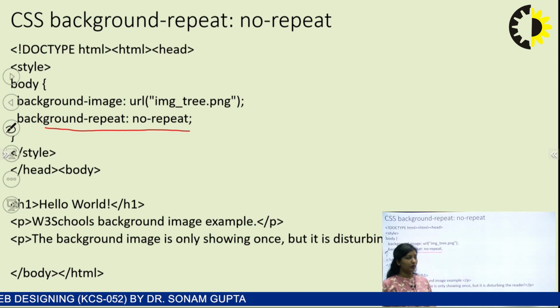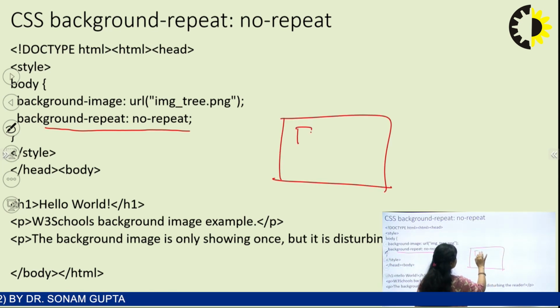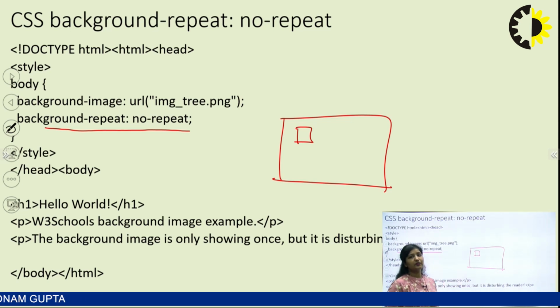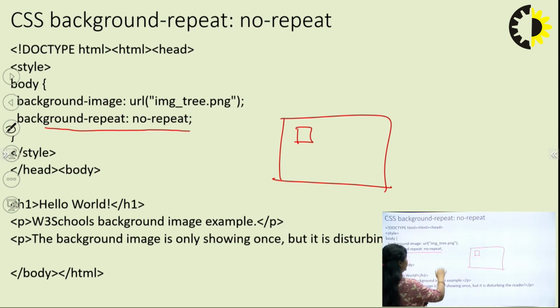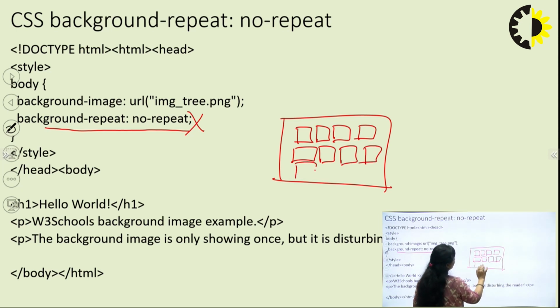on the background. What will happen? This is a simple web page. This is a single image. This single image will be located at this particular position itself. This image will not be repeated. But if I do not write this no-repeat, what will happen? This image will be repeated all over the web page, irrespective of whether it is being repeated on the horizontal axis or on the vertical axis.